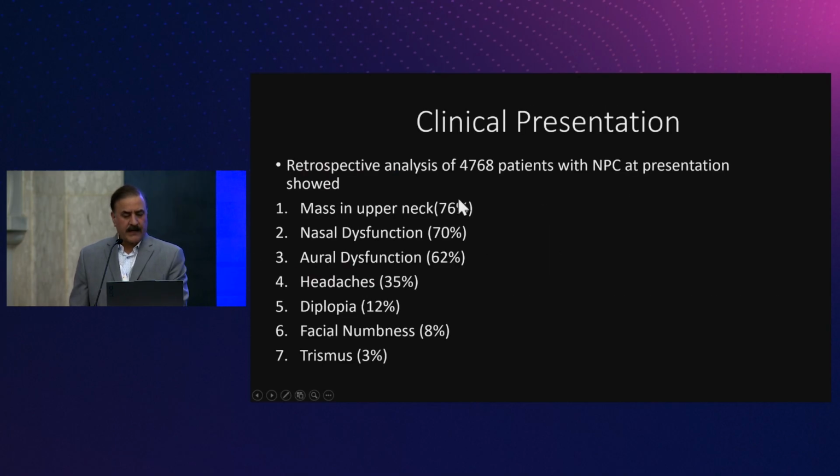This was a study done on patients with nasopharyngeal carcinoma to look at the most common symptomatology that these patients present with. As you can see, the most common presentation was a mass, likely from adenopathy in the neck, followed by nasal dysfunction, followed by oral dysfunction in these patients, and then the other symptoms that you see on there.